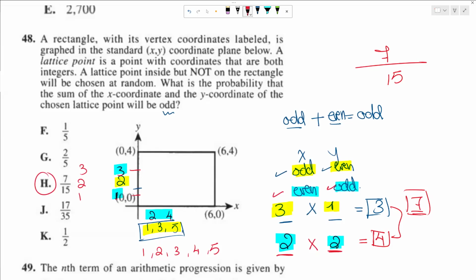How did we come up with the 15? We have generally 5 x's and 3 y's. So all the possibilities that could come up, whether odd or even, are a total of 15. That's wanted over total. That's the probability. Does that make sense? Yeah. Okay.